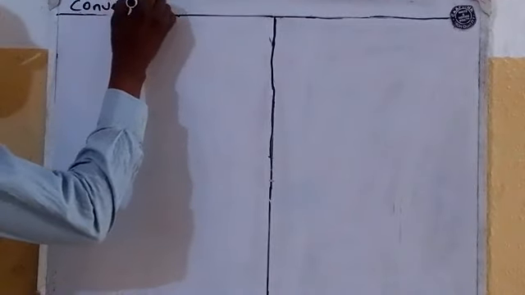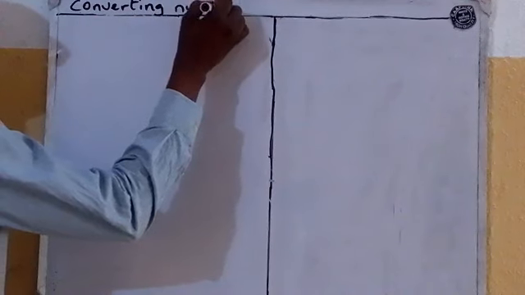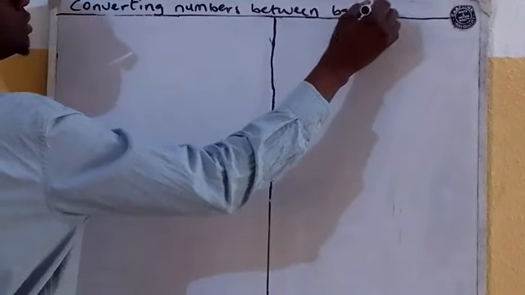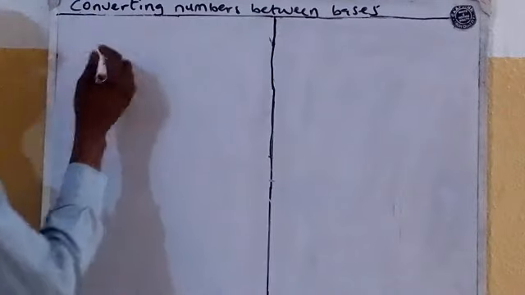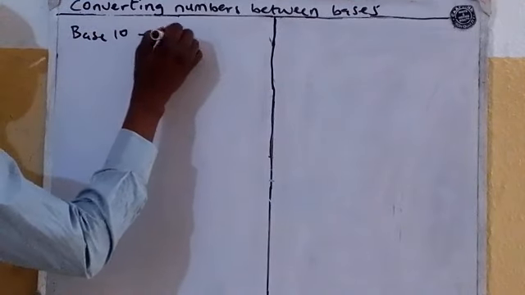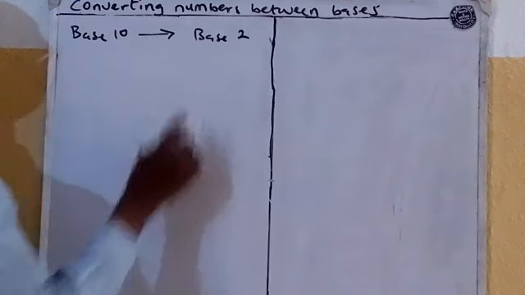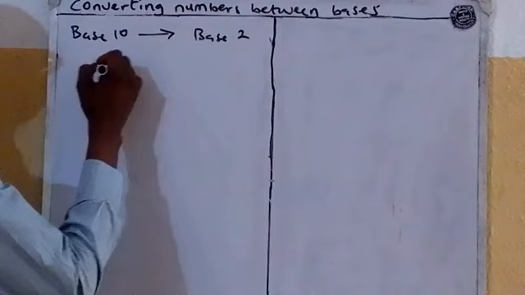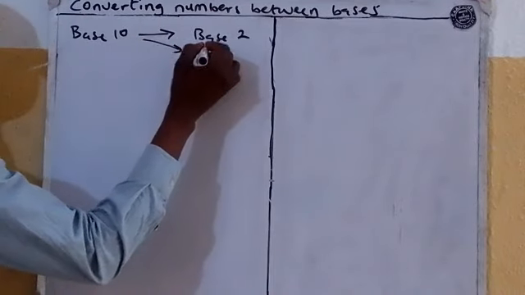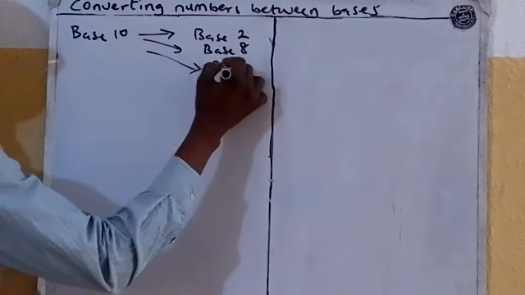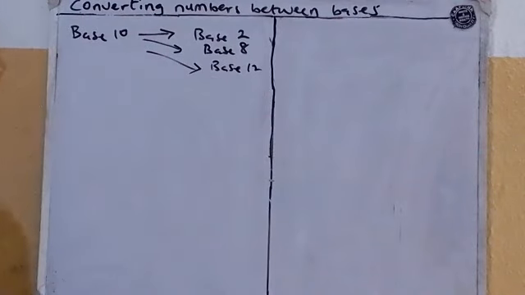Converting numbers between bases. So what does that mean? If you have a number in base 10, for instance, how do we convert it to base 2? Basic conversion skills. And that's not just base 2, it could be other bases, base 8, for instance, that's octal, base 12, and so on. It could be base 7, it could be base 5.